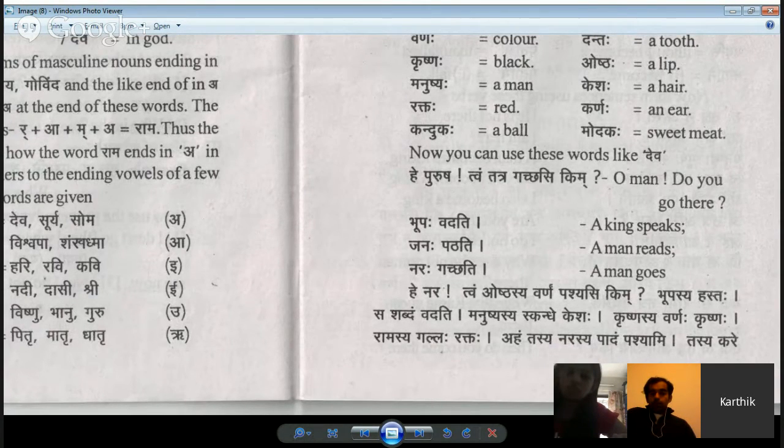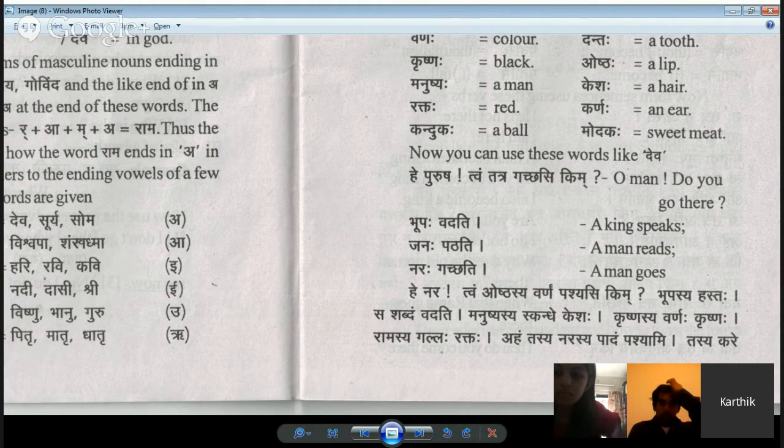Which man? That man. I want to say that man. So here, tasya narasya means that man's padam. Tasya narasya padam, that man's foot. So aham kim pashyami? Aham tasya narasya padam pashyami. I see that man's foot. Okay. So you could have said aham narasya padam pashyami, meaning I see some man's foot. I don't know which man. But now when I say tasya narasya, I mean that man.